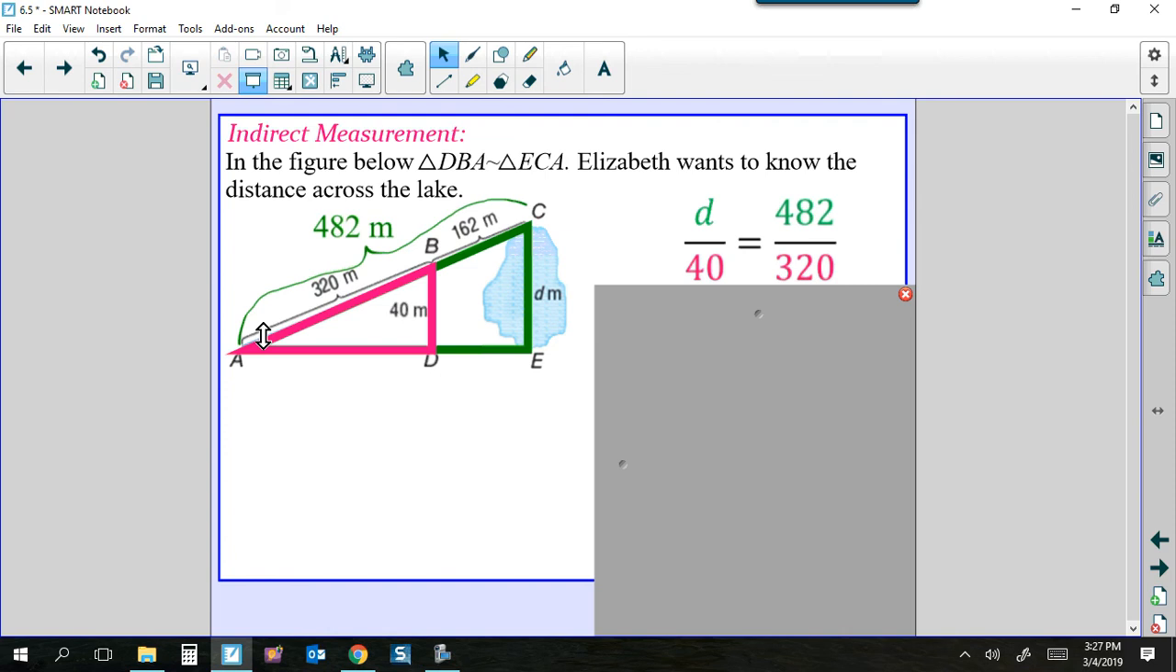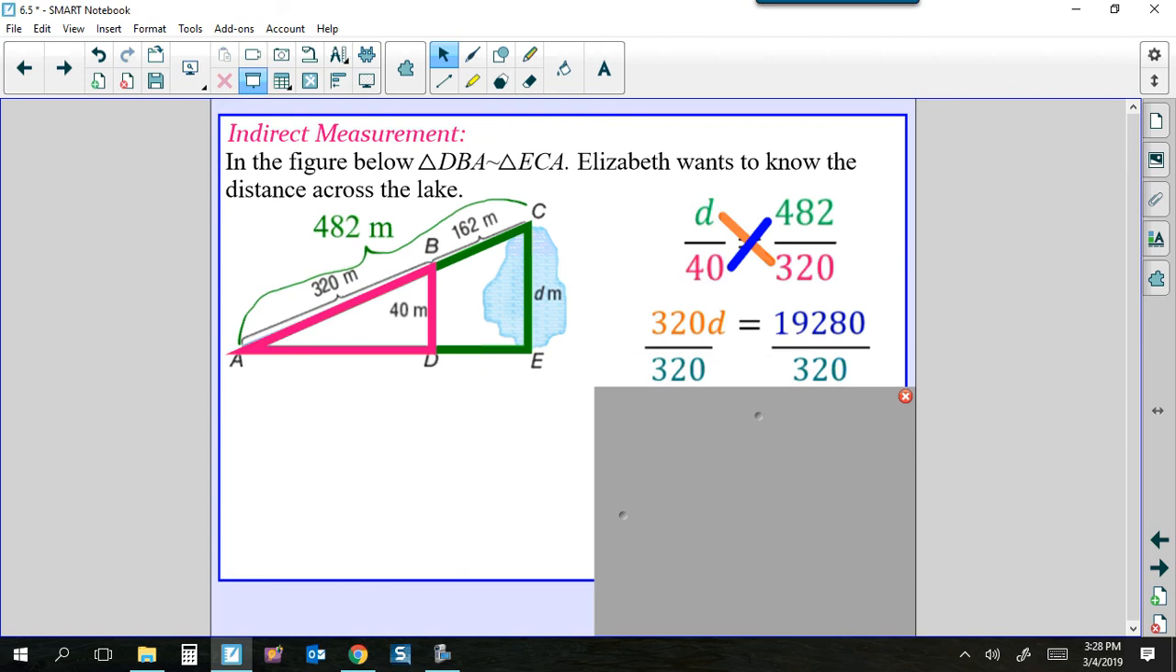Notice the 162 is not used by itself because it by itself is not part of a triangle. It's part of a trapezoid, not a triangle. After you've set it up, you're going to cross multiply again. So we have 320 times D, and we have 40 times 482. That's going to give us 320D is equal to 19,280. We're going to apply the division property and divide 19,280 by 320, which gives us 60.25.